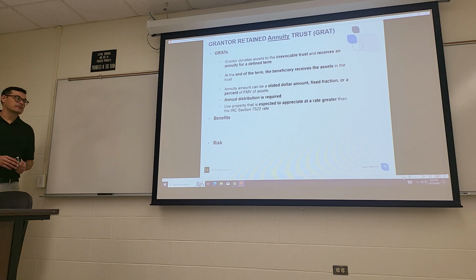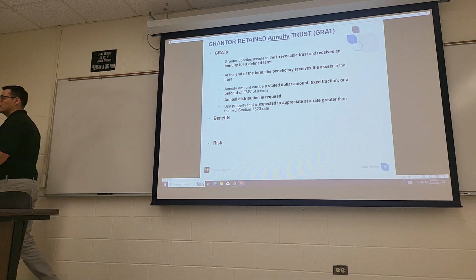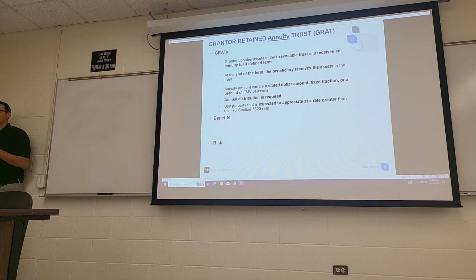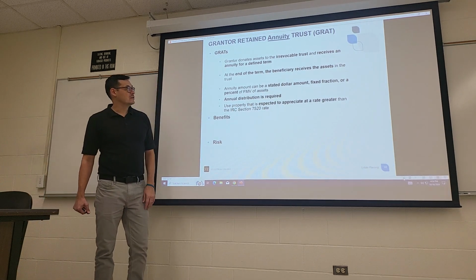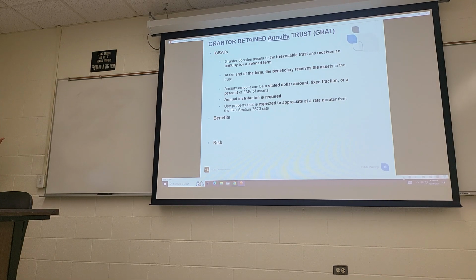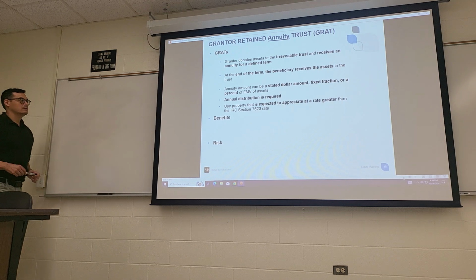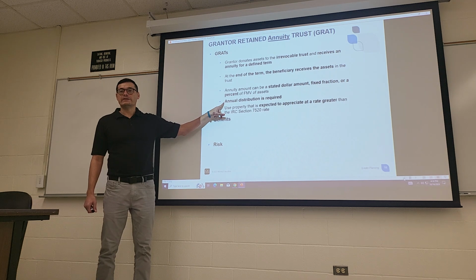Okay, GRAT, same concept. The grantor donates property to the trust, and in return receives an annuity payment. Now, the difference between income and annuity payments, I know you're both getting money, but income is not specifically defined. An annuity is a more formal contract. The annuity will either be a stated dollar amount, a fixed fraction of the trust assets, or a percent of the fair market value of the assets. Now, this one, you do have to make an annual distribution, as opposed to the grantor retained income trust.